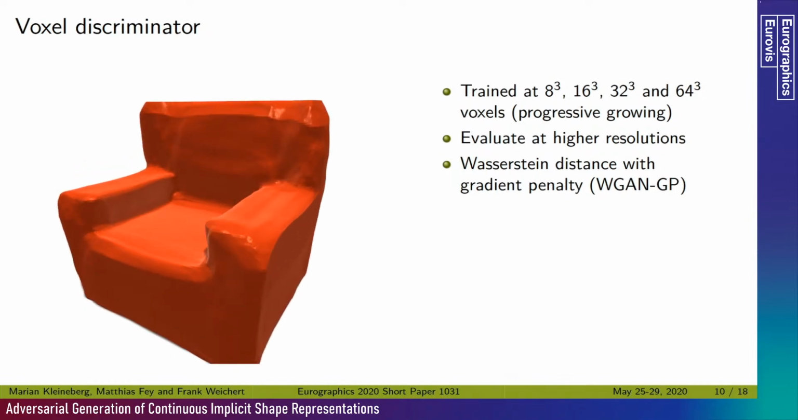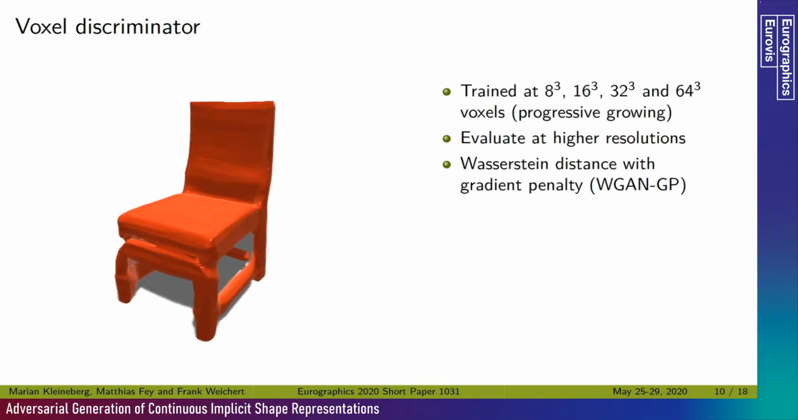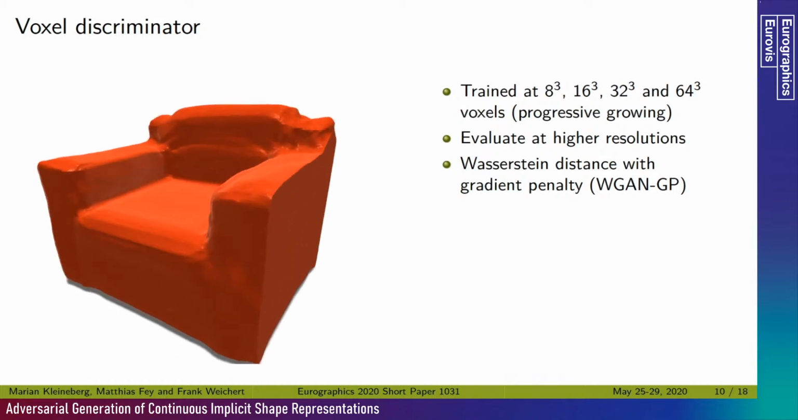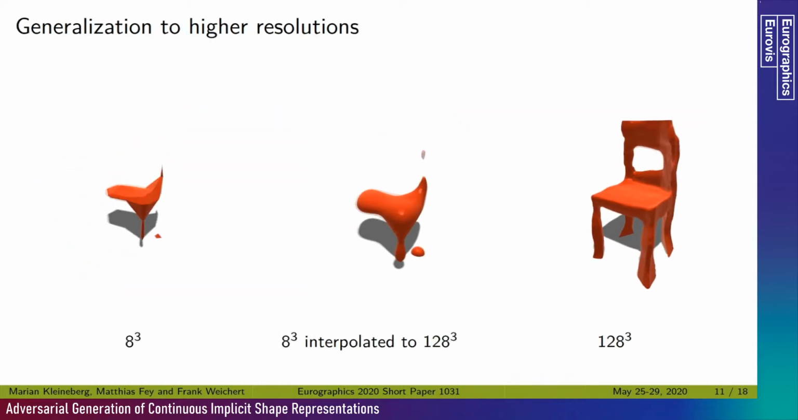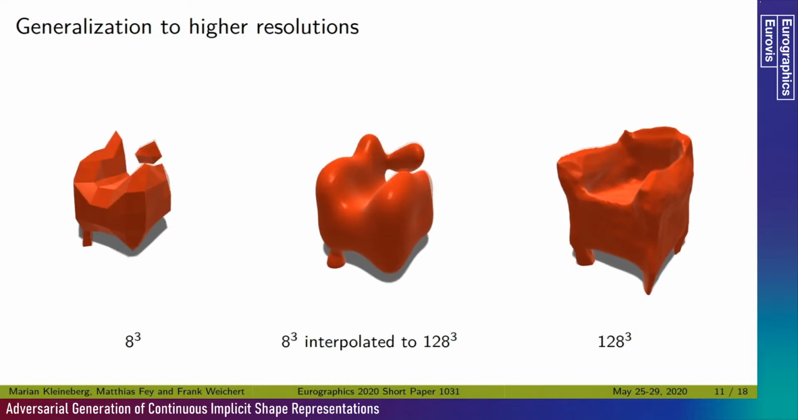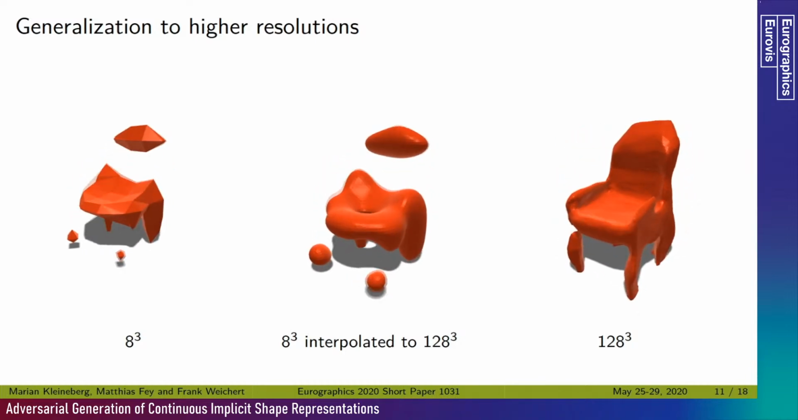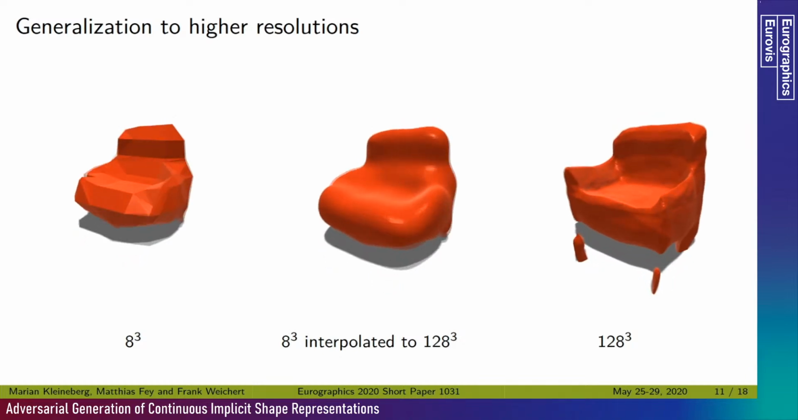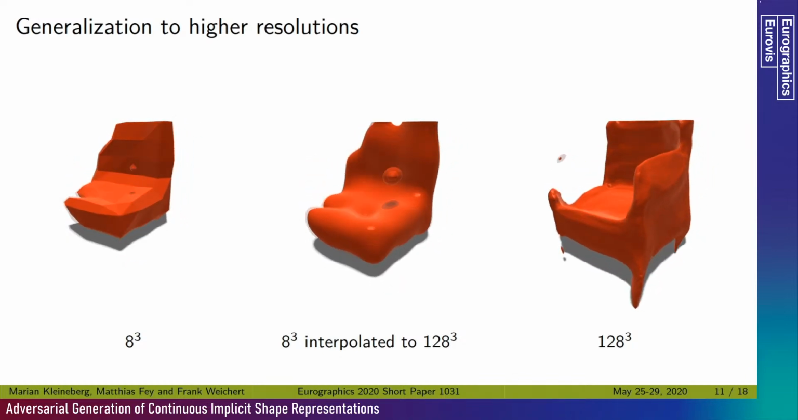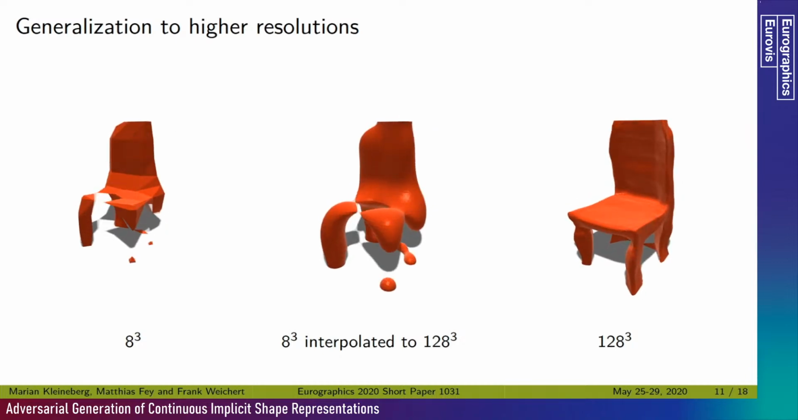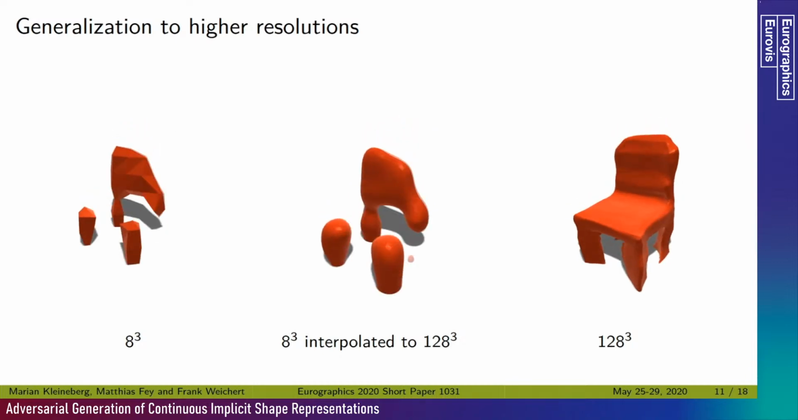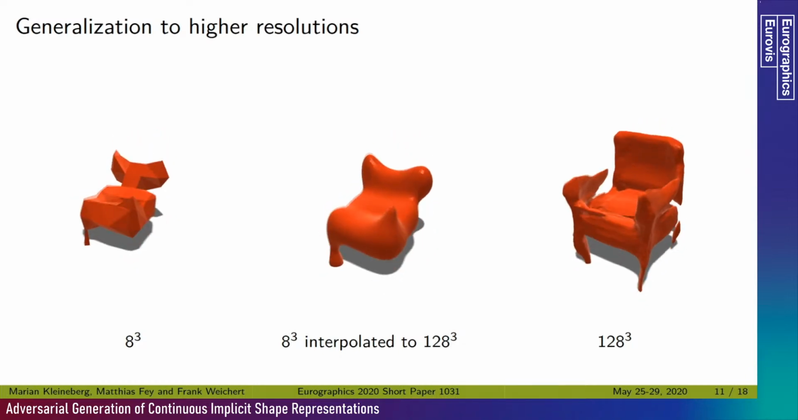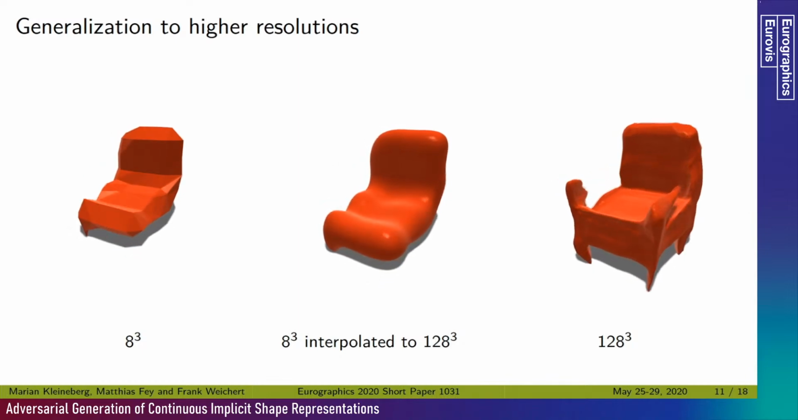And we use as a loss function the Wasserstein distance with a gradient penalty, which is commonly referred to as WGAN-GP. An interesting finding is that our network can generalize to higher resolutions. For this we did an experiment where we trained our network with only voxel volumes of resolution 8. On the left you can see the output of our network at this resolution of 8. If we were then going to linearly upscale this to 128, you can see in the middle that it does not look realistic.